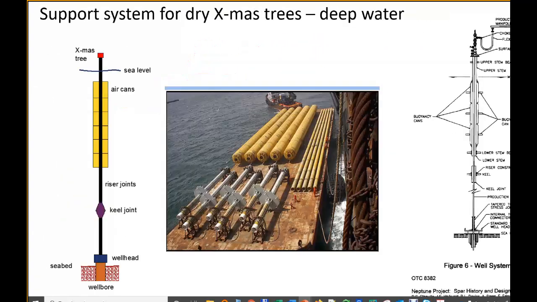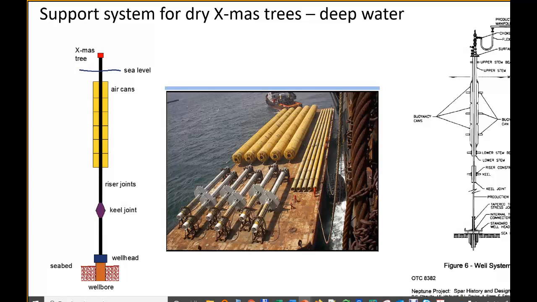Now before we go to a break, this is how it looks. And now the full sketch. So you have the well bore, you have the first wellhead, and then you have the well riser that is only connected to the annulus and the tubing. Then you have these air cans that are holding it up, and then finally you have here the Christmas tree. You see here another buoyancy can guides.